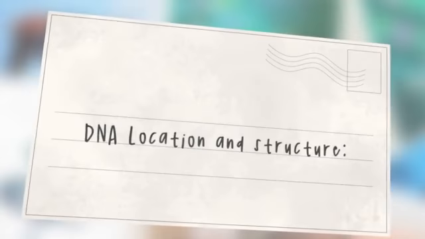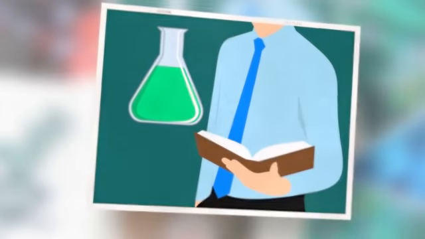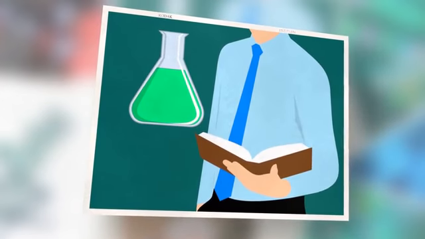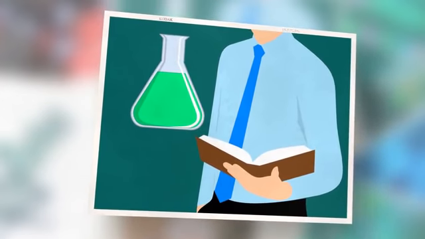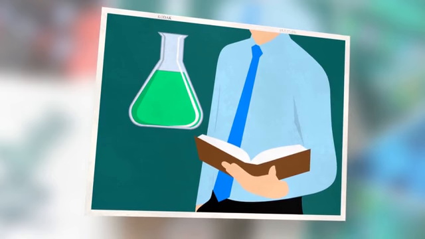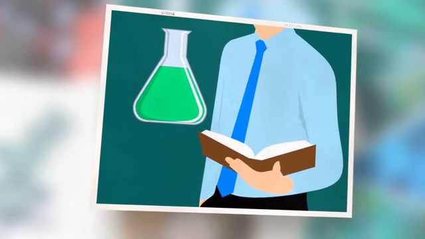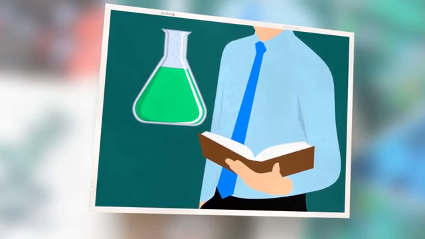DNA location and structure. DNA location. In eukaryotic or multicellular organisms, DNA is located inside the nucleus of the cell, while in the case of prokaryotic or unicellular organisms it is freely moving inside the cytosol of the cell, because prokaryotes do not have a nucleus in their cells.